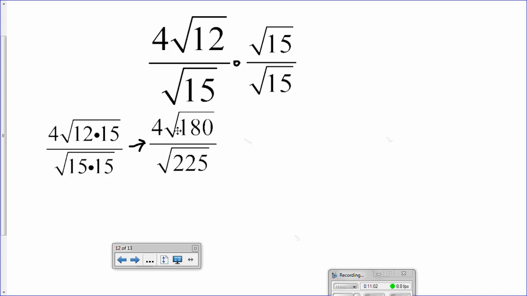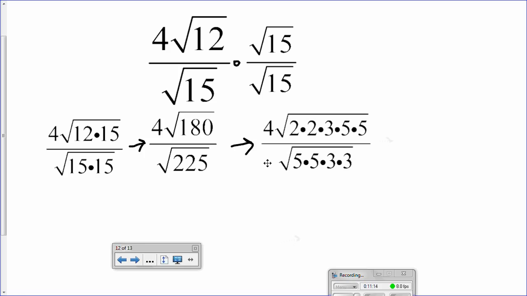So 180, I went and did the birthday cake, and I ended up getting 2 times 2 times 3 times 5 times 5. 225, you get 5 times 5 times 3 times 3. So you get this in expanded form. I am looking for doubles. So I have a double 2 and a double 5 that I can pull out, and a double 5 and a double 3 that I can pull out. So I go ahead and do that.